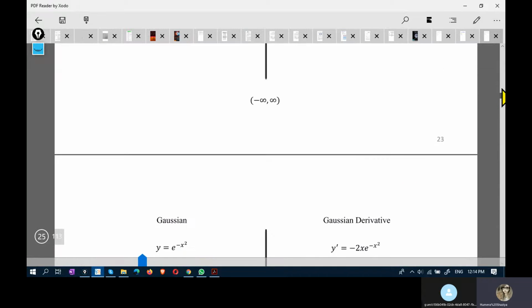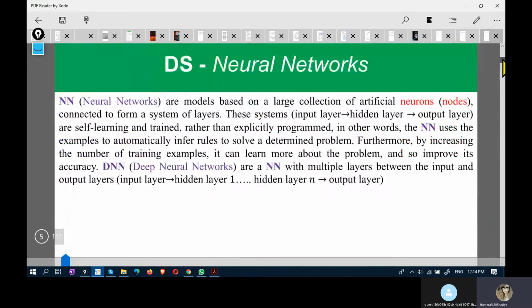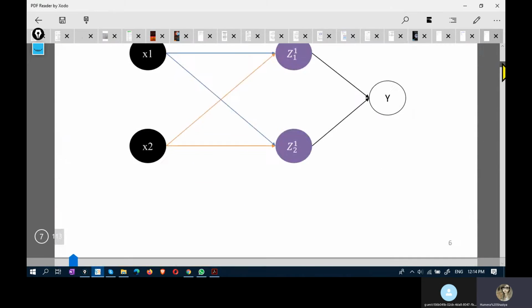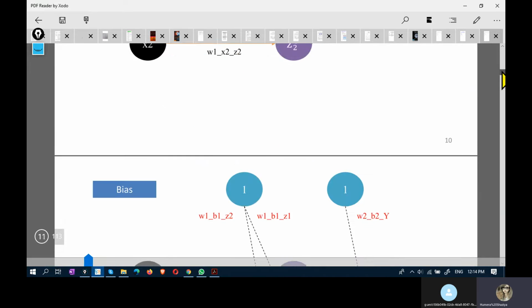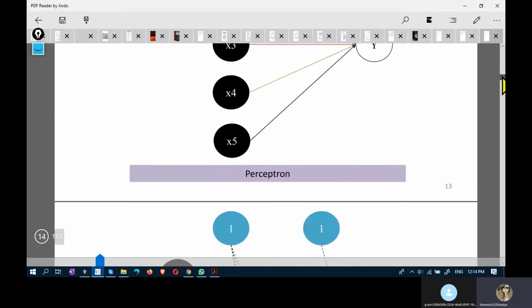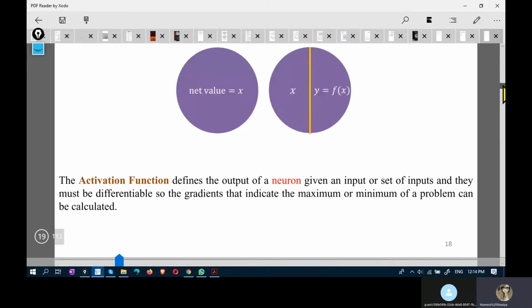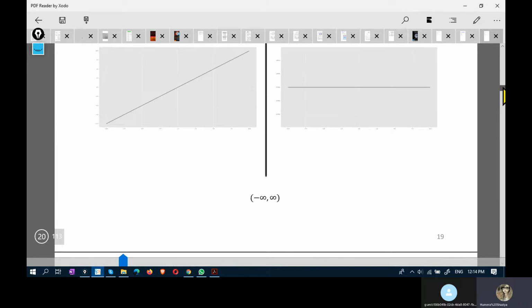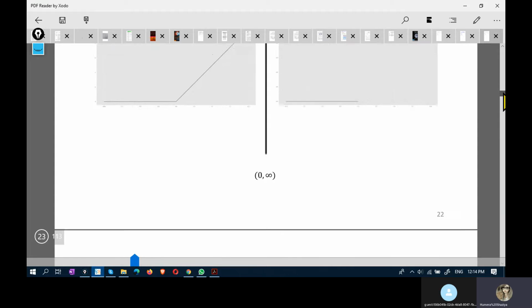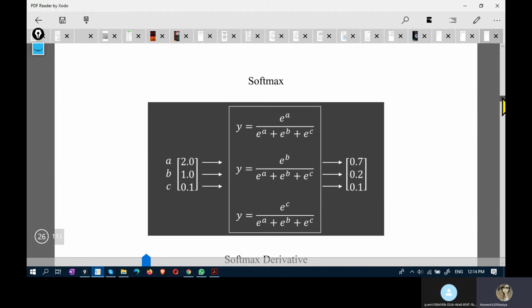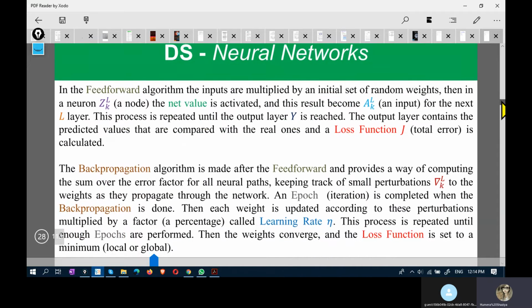In our last class, we started with the introduction. We have seen the definition and the components, and then the operations and types of activation functions, and then feed forward network.